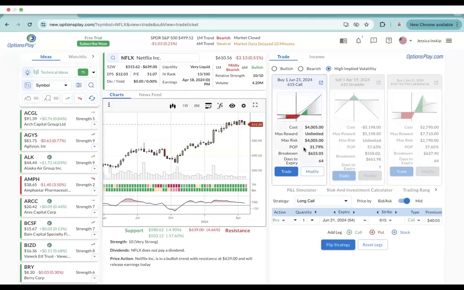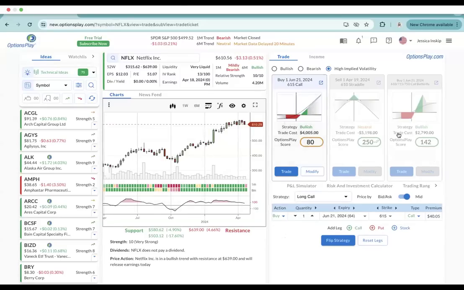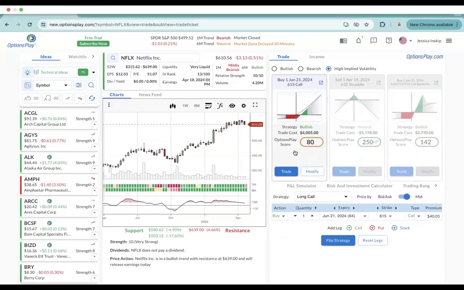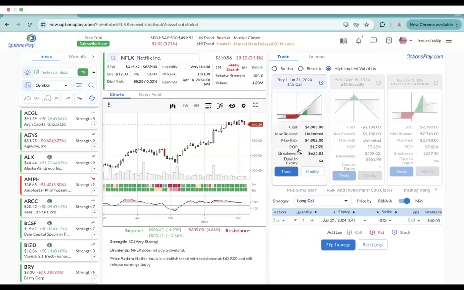So we get asked that a lot: how do I toggle between the screens? You just click on it. So I'll give you your score and your trade costs just to compare. And then if you click on it, it gives everything together. And the intent behind that is this is the calculation used for the score. So either A, you look at the score, or B, you look at your cost, your reward, and the probability of profit and break even. That's what happens there.